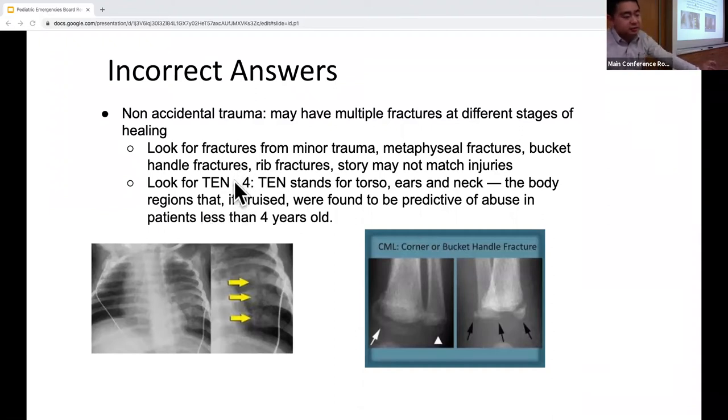The idea is that if you're 4 months old, you're not rolling around, you're not really crawling too much. So if you have bruising at all, that's pretty suspicious for any sort of non-accidental trauma or child neglect. But 10-4, we like to think that's something you can commit to memory whenever you see a child like that with bruising.